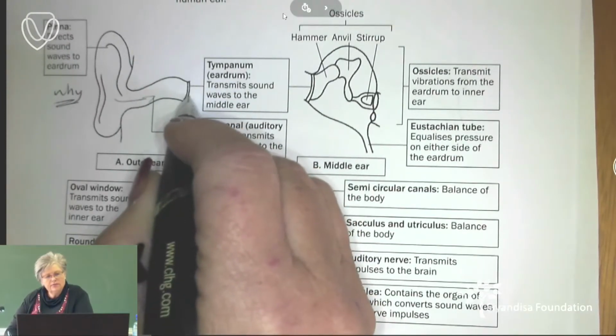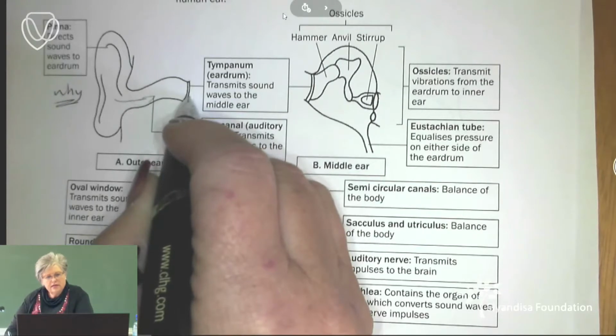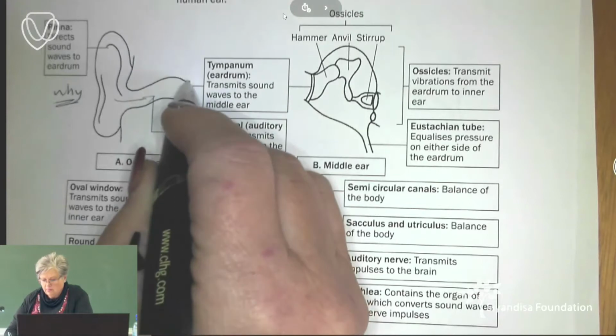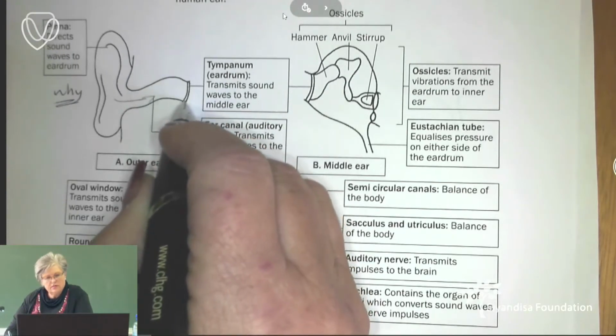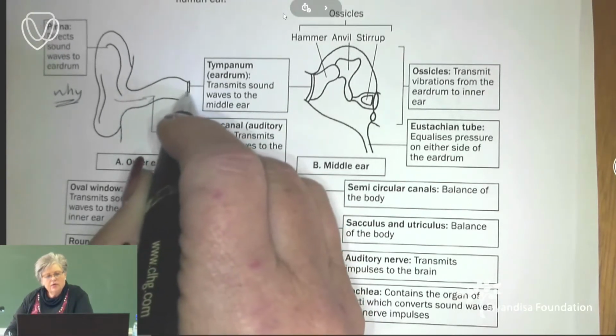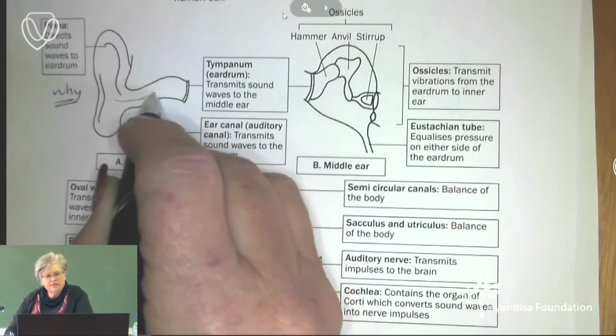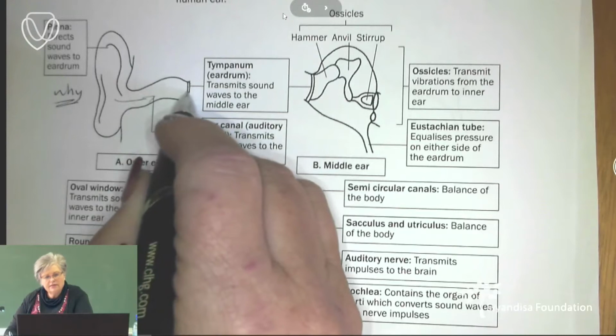Okay. Why? What is the structure of the tympanum? The tympanum is a very thin structure, and it's stretched stiffly from that side to that side. Why does it have this structure? It has this structure because it must act like a drum.